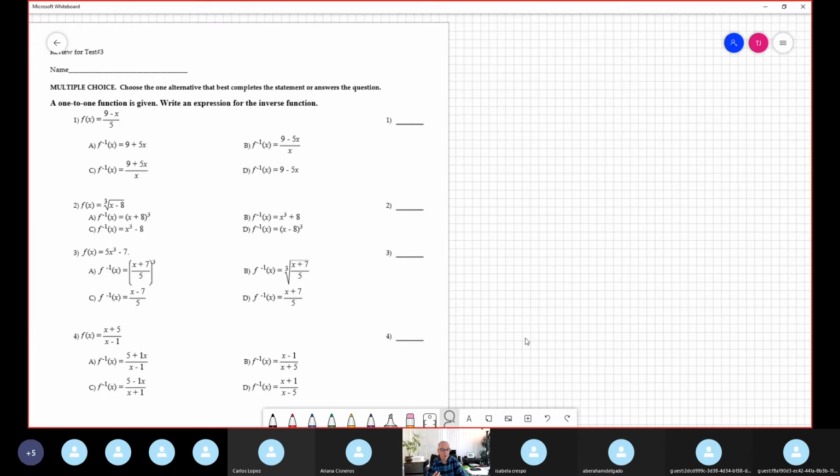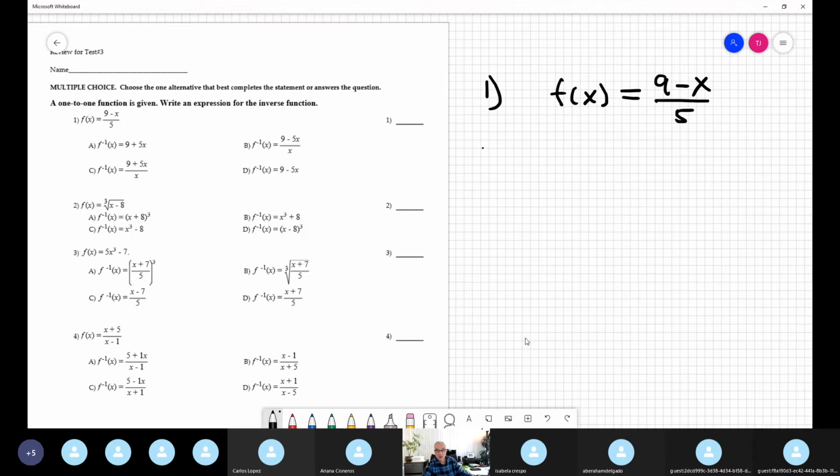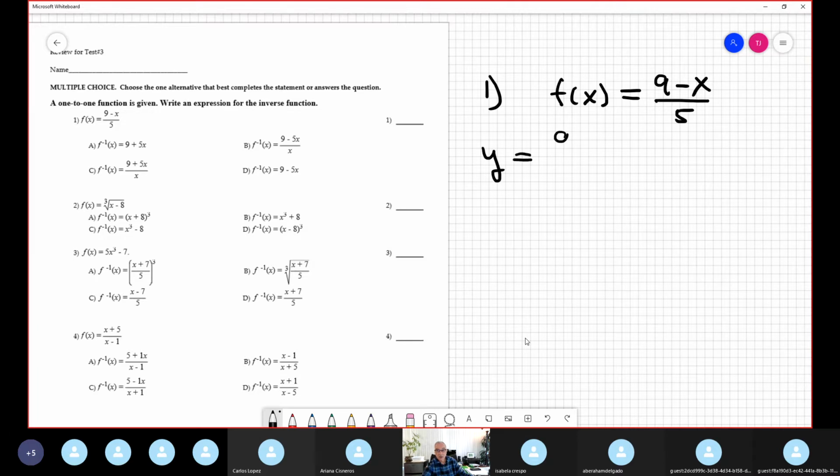Now, where's the job? We're doing that part. In that part, a one-to-one function is given. Write the inverse, it's easy. Number 1, inverse function. Number 1, f of x is equal to (9 minus x) divided by 5. Now I know that y is equal to (9 minus x) divided by 5, the original. Now, how do you find the inverse? Interchange x and y. This is the key idea.